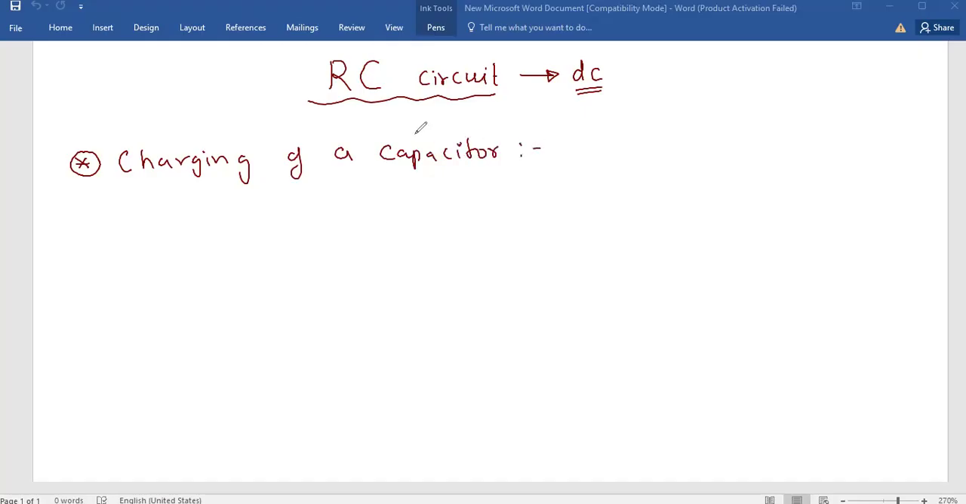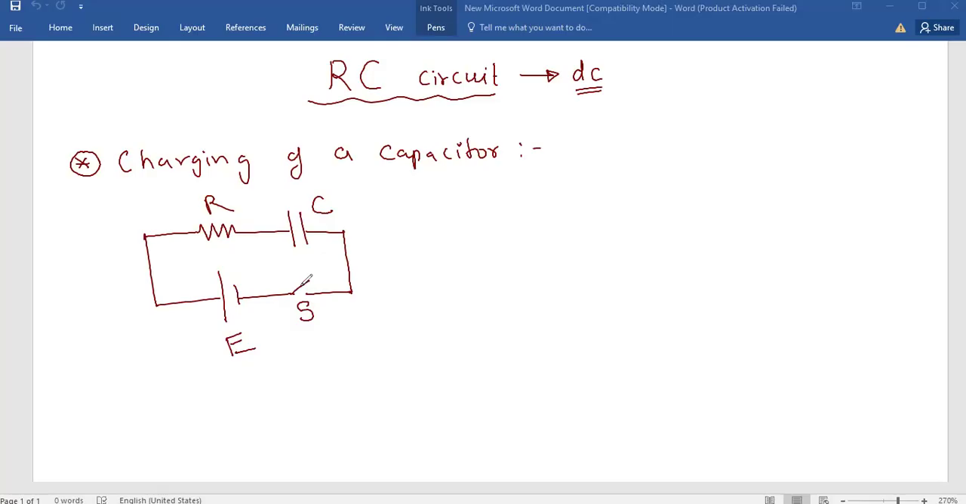So in charging of a capacitor, let's say this is the resistance R, this is the capacitance C, and it is connected to one battery with EMF E. This is the switch. Now when the switch is on, just after the switch is on, that is at t equal to 0+, we have seen what the values of current are. So current will be maximum, that is E by R, the maximum current.